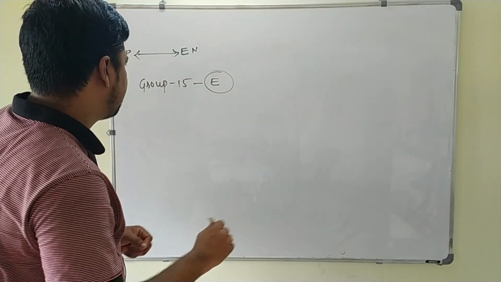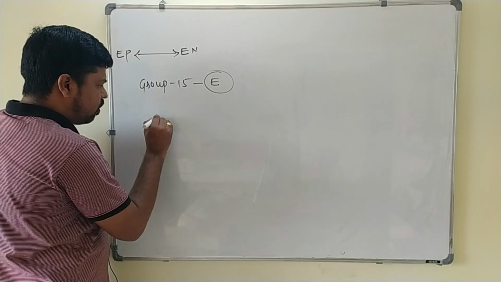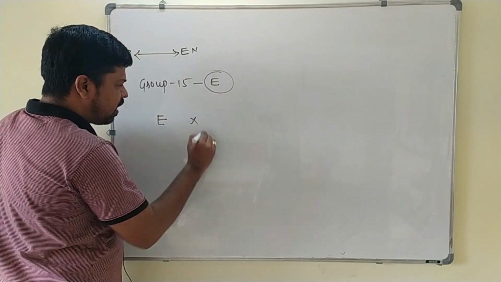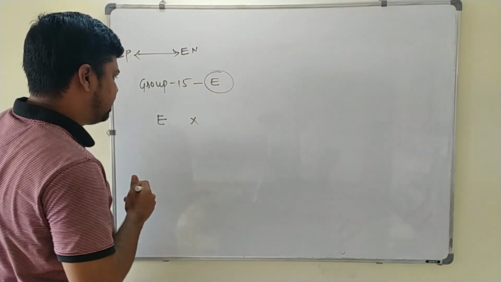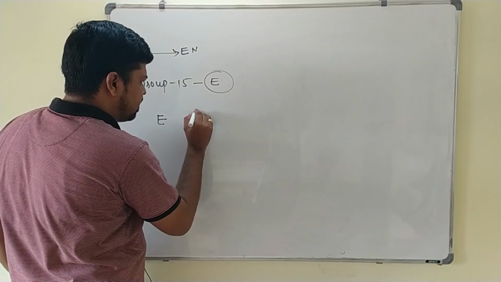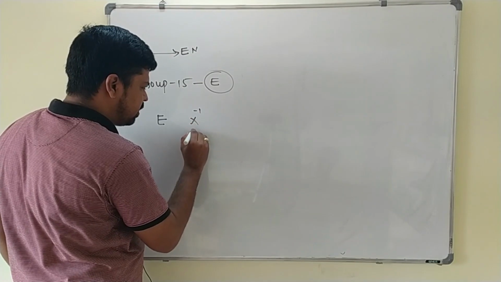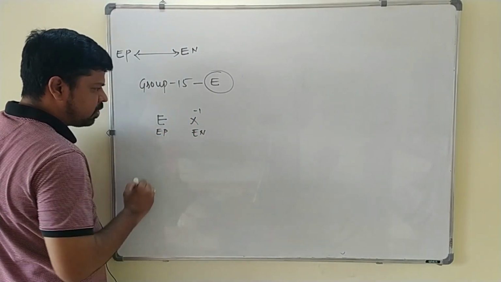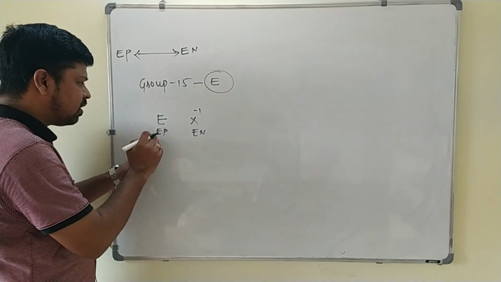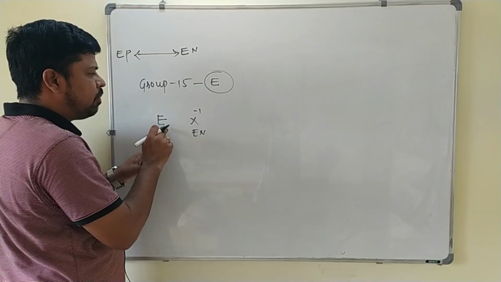Now, the reaction of group 15 elements with the halogens. Halogens are on the right hand side and group 15 elements are on the left hand side. So what happens here? Halogen is electronegative, and this becomes electropositive here. That's why this group 15 element must show what?